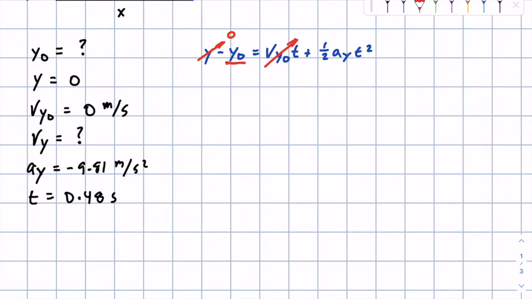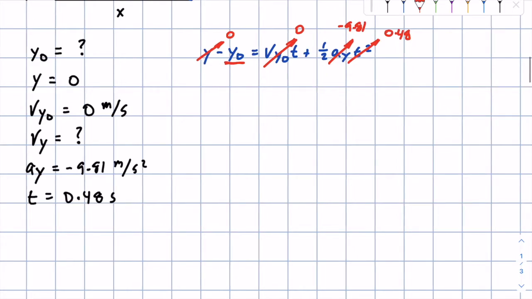We know that the initial velocity is 0 in the y direction, and we know acceleration due to gravity is negative 9.81, and we know that time is equal to 0.48. I'll put the squared up there because there's this little squared right there. Sometimes I like to put that squared right there so I remind myself to square it. Okay, so we've got something that looks like this.